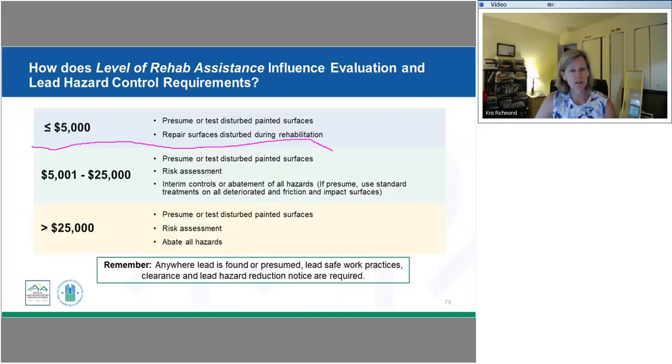In this middle category here, again, we can always presume, but if we're not going to presume, then we are testing the disturbed paint surfaces. We are doing a risk assessment of the entire unit, and then for treatment we are doing interim controls or abatement of all hazards, but interim controls is really the requirement. And then for the greater than 25,000 category, again, you could presume, but if you're not presuming, we're testing and doing a risk assessment again of the entire unit, and we are abating all hazards, including soil.